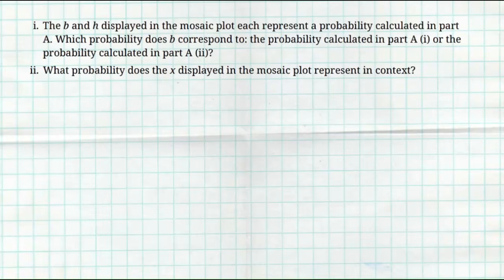All right, so here are the questions. The B and the H displayed in the mosaic plot each represent a probability calculated in part A. Which probability does B correspond to? The probability calculated in part A single I or the probability calculated in part A double I?